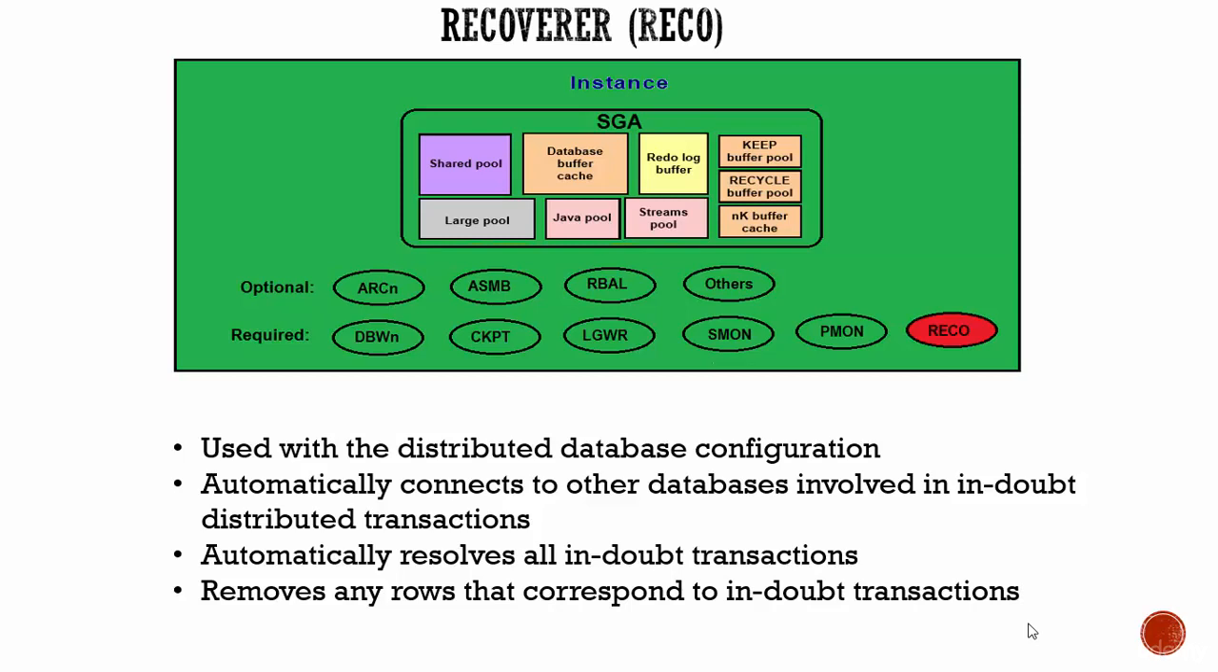In such scenarios, whenever the second and the third databases are up, the recoverer process automatically connects to the second and the third databases and resolves all the in-doubt transactions. In our example, in the second database, we have inserted a row, so it will remove that row. In the third database, we didn't insert any row, so it doesn't do anything. In the first database, we have inserted the row, so it will remove the row from the first database. Like this, in a distributed environment, recoverer helps in resolving the in-doubt transactions. Okay?